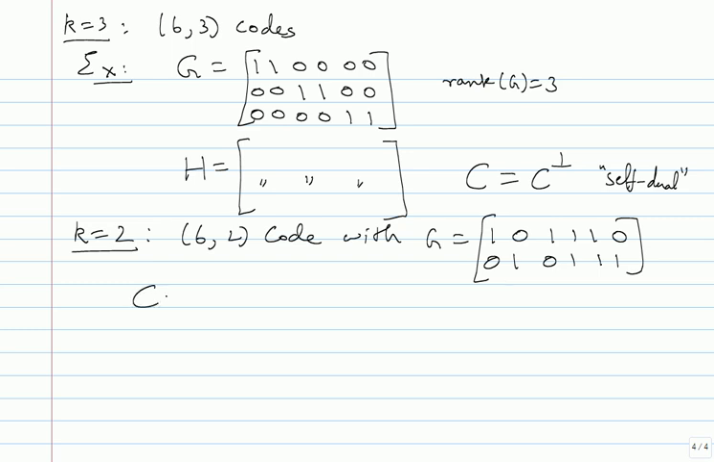Okay, what's the code? All zeros, 0 1 0 1 1 1, 0 1 1 1 0 0 1. Okay, so that's my code.